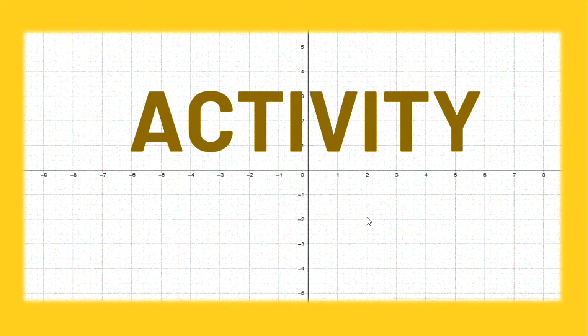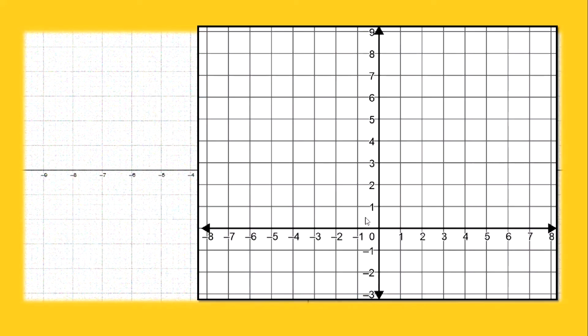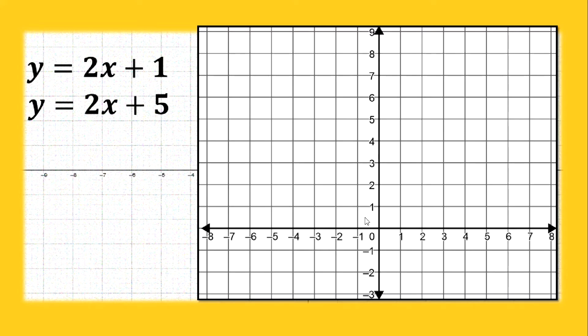And for us to have a deeper understanding about perpendicular lines and parallel lines, graph the following set of equations on the same axis. So first set, we have y equals 2x plus 1 and y equals 2x plus 5. So try nating i-plot or i-graph yung dalawang equation na to. First, we have y equals 2x plus 1. Since the equations are written in slope-intercept form, mas madali siyang i-graph.